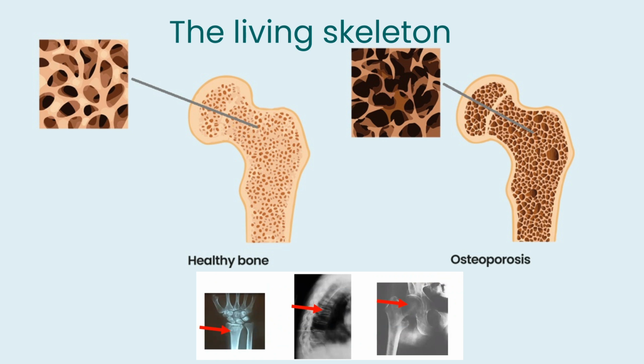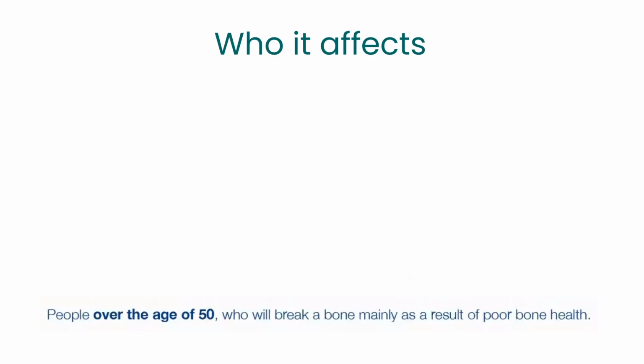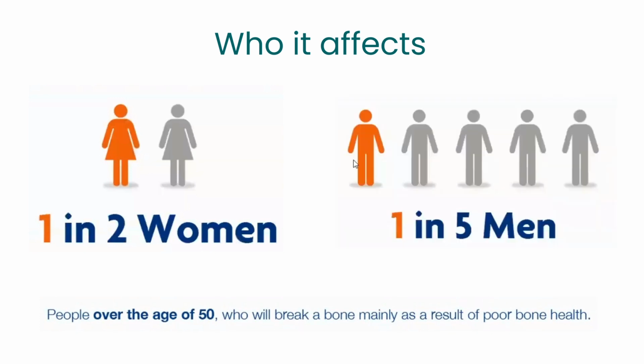So really important to understand that osteoporosis means bones have lost strength and have a tendency to break more easily. We know that it affects a lot of people. These broken bones affect 1 in 2 women and 1 in 5 men in older age. So it is a common problem.